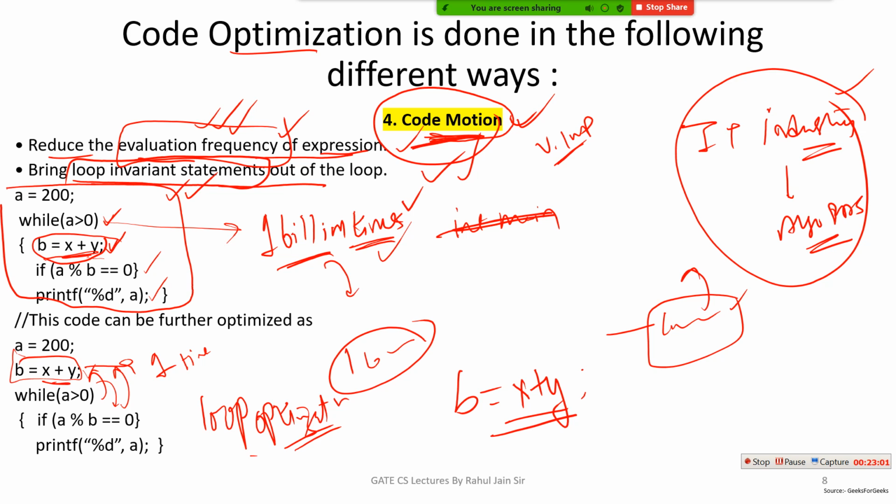Is code motion clear to everybody or not, guys? Please comment in the chat box, is it clear to everybody what I have told you about the code motion way of code optimization?